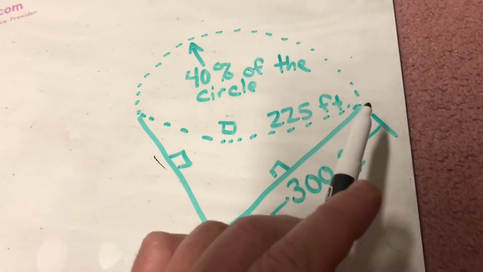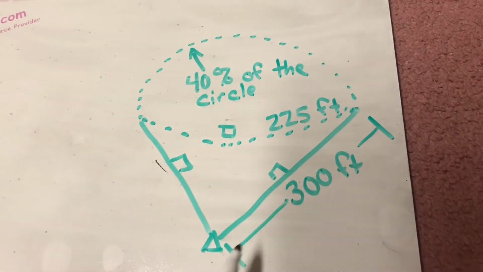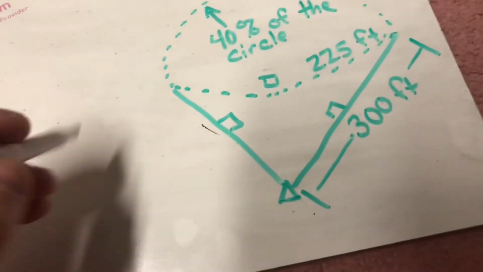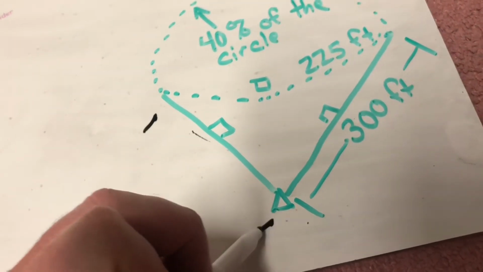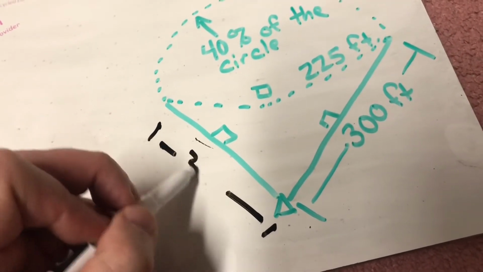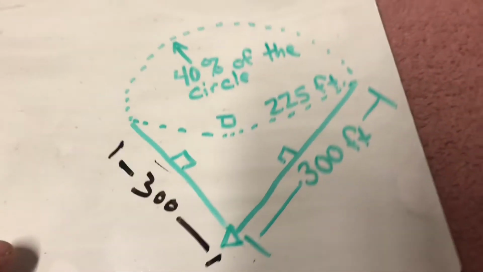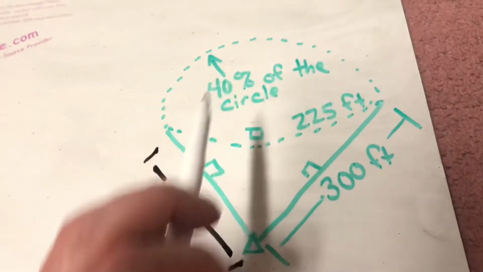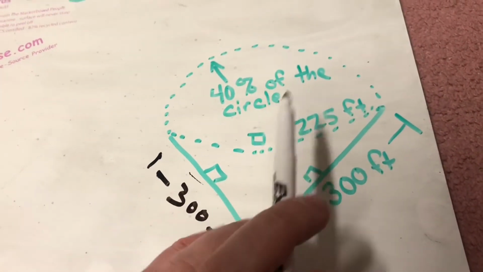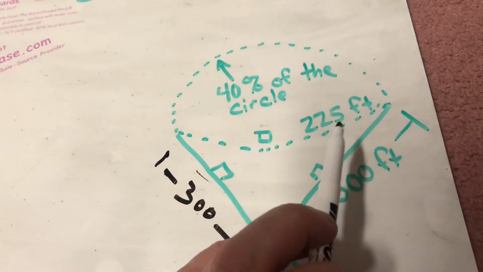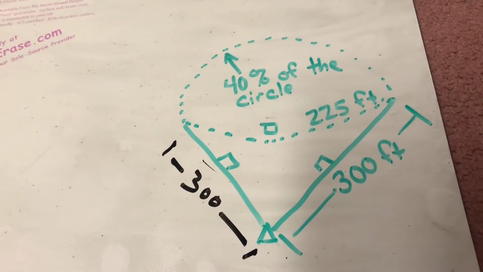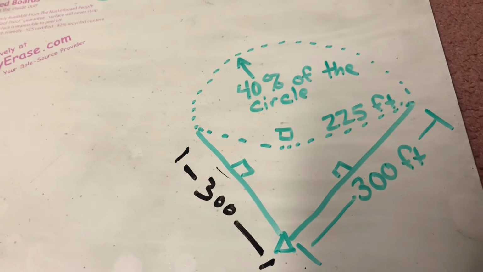perimeter is. Well, I know that I've got 300 feet here, and so then I also have 300 feet here. I can go ahead and just stick that in. I'm going to put that in there as a note, 300 feet. The key is this distance here. And it tells me that this is 40% of the circle, and the radius is 225 feet.